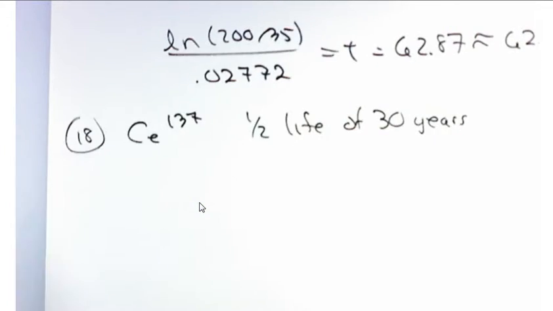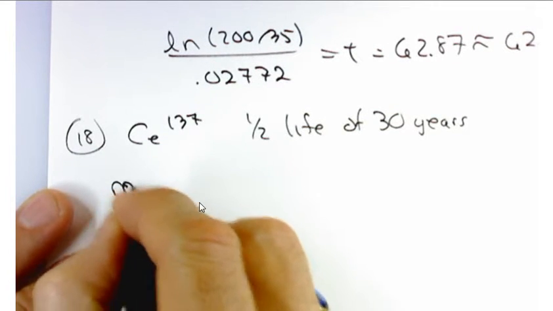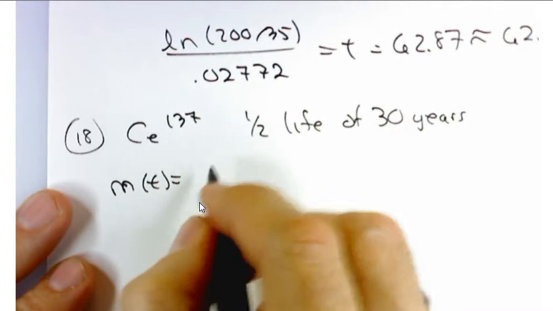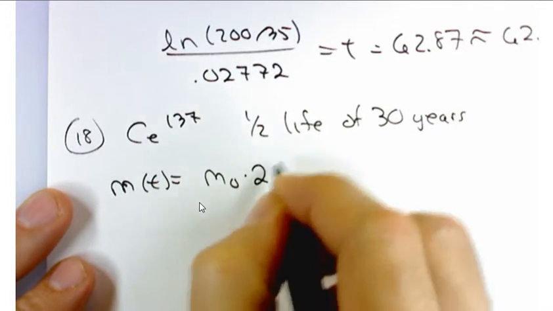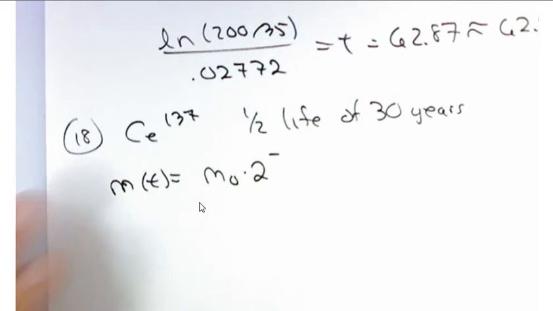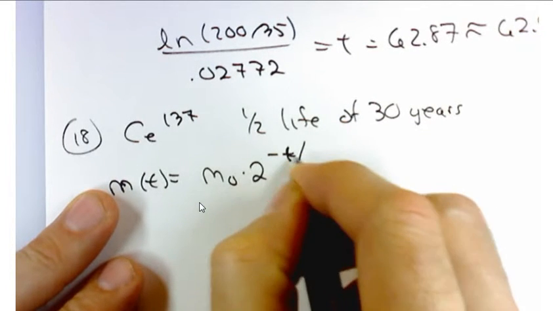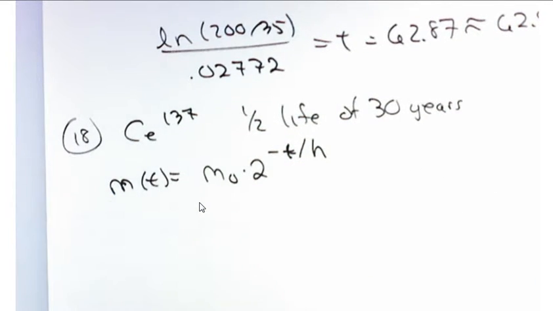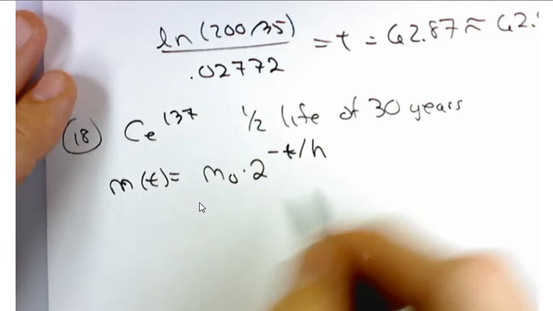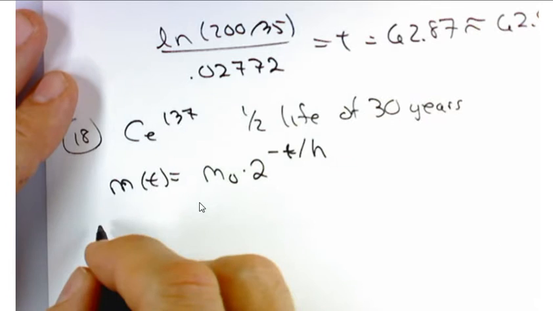Now, we want to find a model of this form. M of T equals M sub 0 times 2 to the negative of T over H. H is your half-life, so that's given to you. H is 30 years. M sub 0 is your initial amount, so that's 10. So I could rewrite this for this problem as 10 times 2 to the negative T over 30.